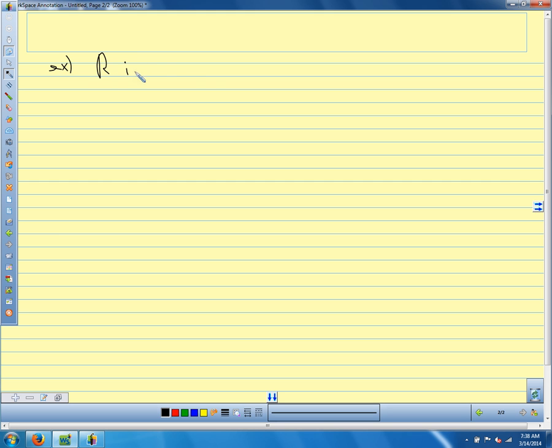R is a region in the XY plane. I'm not sure you guys need any sugar this early in the morning.